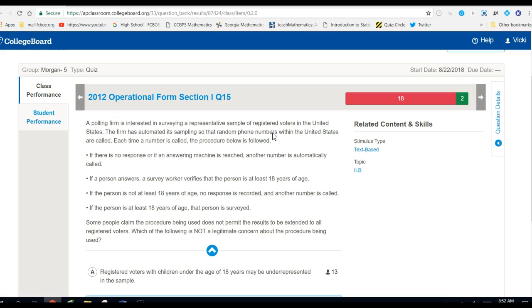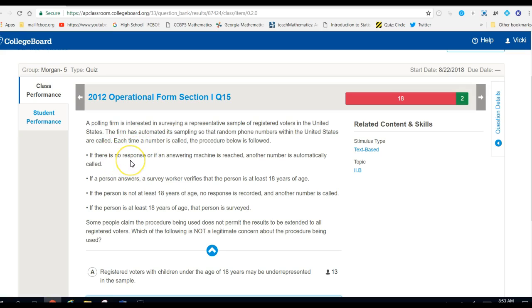Now, be clear here, it is not using a directory to create the sample. So the sampling frame is kind of ambiguous here. There's not really a true sampling frame other than all possible combinations of 10-digit numbers. So that's the first thing to understand here. Then, if there is no response, or if an answer machine is reached, another number is automatically called. So there is an issue with this, and this is actually called non-response bias.